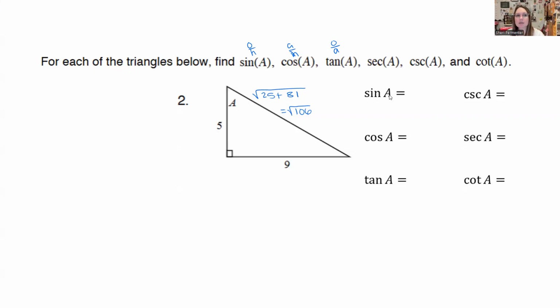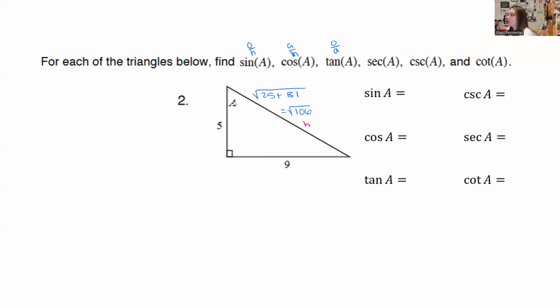Since it's talking about angle A, everything is going to be in reference to this angle. It doesn't really matter which angle you have. The hypotenuse is still the same. Hypotenuse is always across from the right angle. So across from the right angle, I can label this as my hypotenuse.